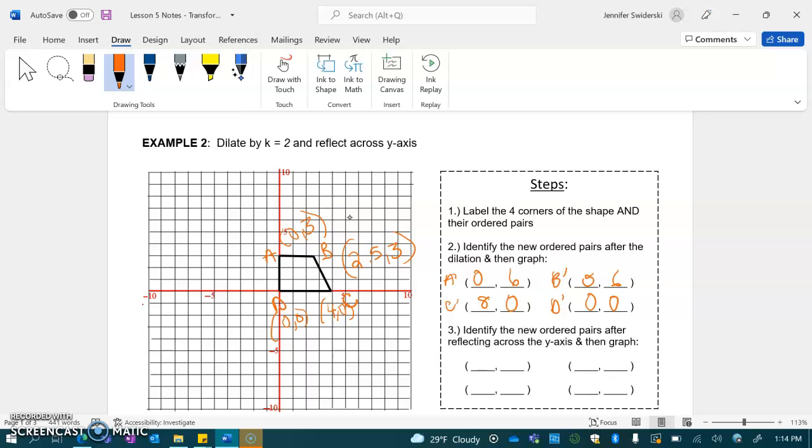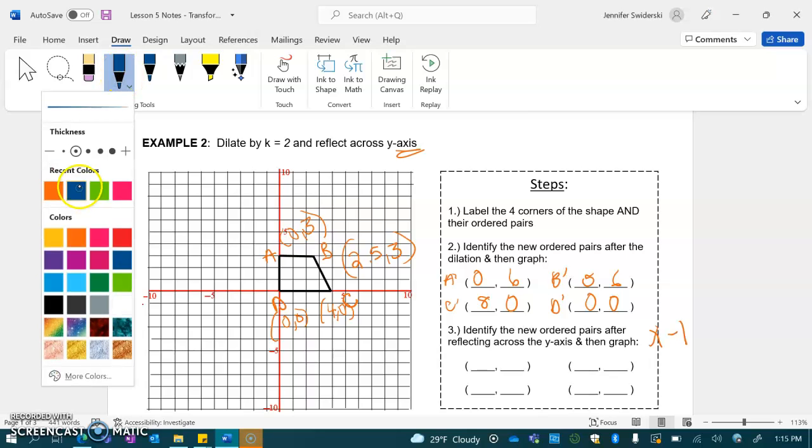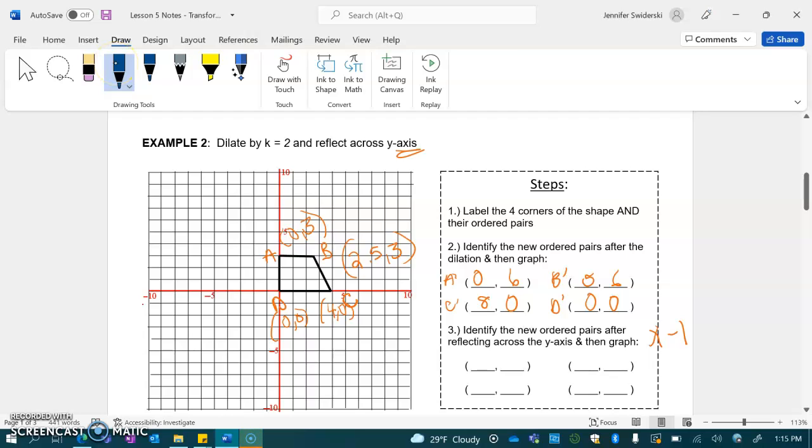Now what they want me to do is reflect across the y. To do that, I'm going to multiply my x by -1. So if I multiply my x by -1 to reflect it across my y, which is this line right here, I'm going to get 0, 6 for A to the second prime. For B, I'll get -5, 6 because I multiplied 5 by -1. For C to the second prime, I would get -8, 0. And D to the second prime, I'll get 0, 0.